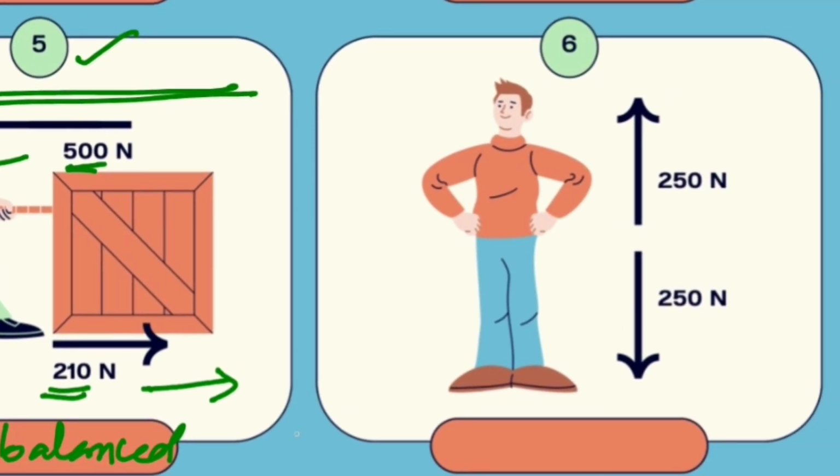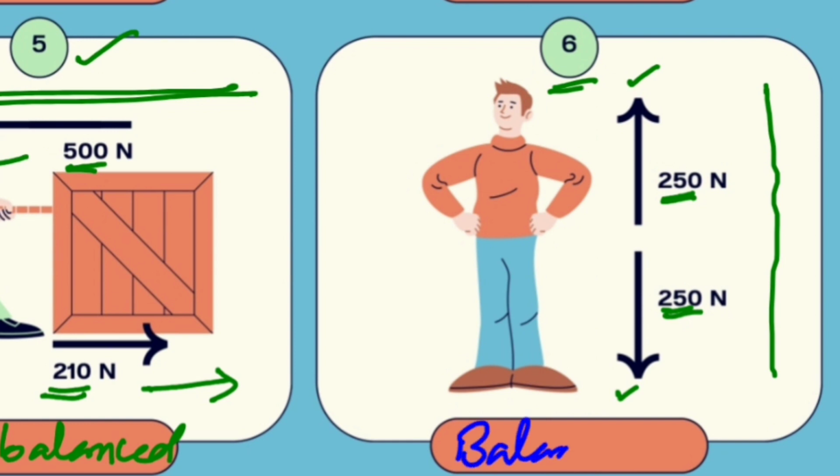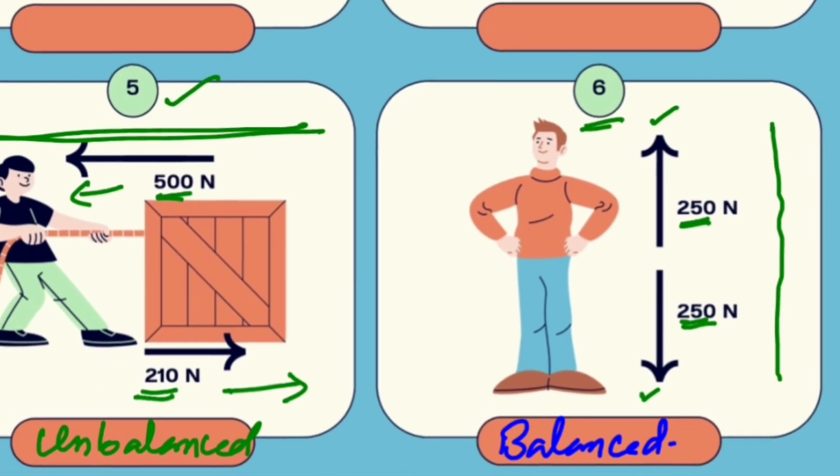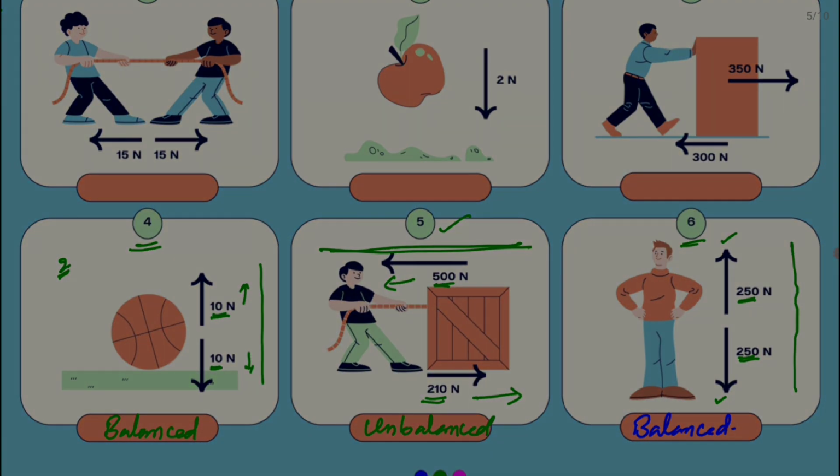And see the last situation. Here also two forces are acting. They are acting along the same line, in opposite directions, and their magnitudes are equal. So what do you say about this? These two forces are balanced. Very good. Hope you understood when we say forces are balanced and when we say forces are unbalanced.